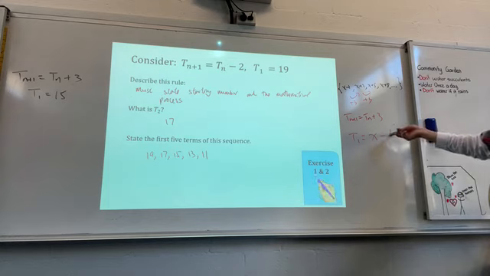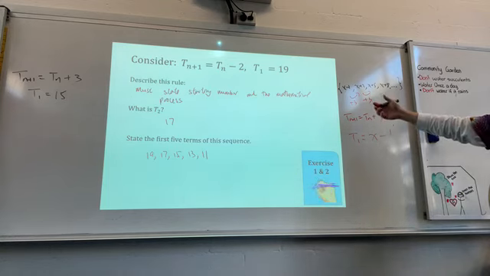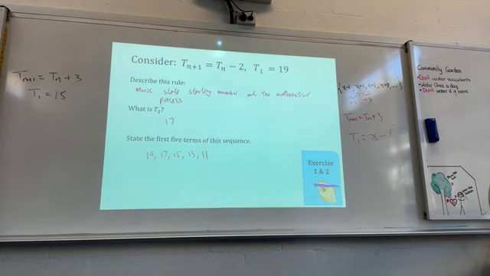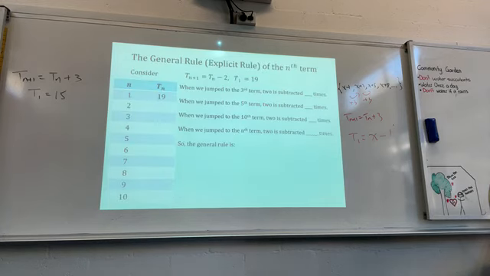If you don't specify T1, what's going to happen? You actually don't know what the sequence is. Right? So think about it. For a recursive rule, you must always state your first number. Alright, now I'm going to derive the general rule or the explicit rule of the nth term. So I use general rule and explicit rule interchangeably. So make sure that you understand what a general rule is and what an explicit rule is.